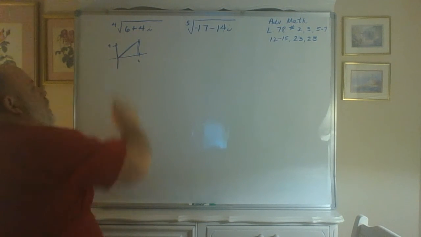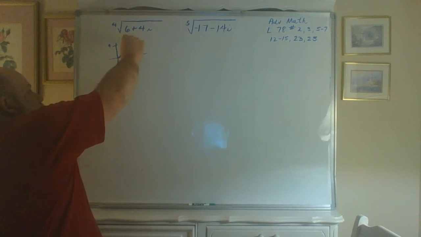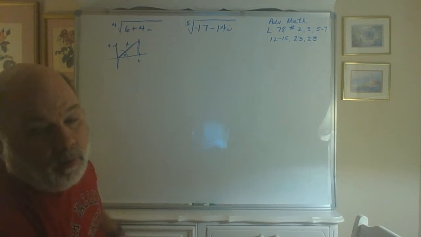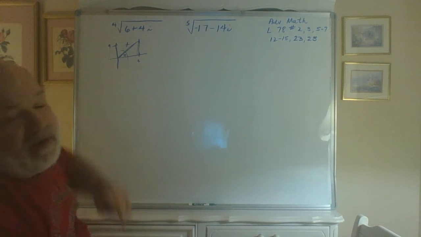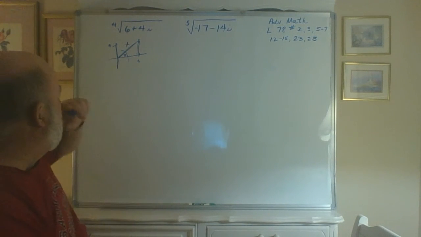If I could draw a straight line. 6 over and 4 up. And they want to know this hypotenuse and this angle right here. They want you to put it in that form, and then take the fourth root of it. Like I said, we've done this before, but let's go ahead and show it.